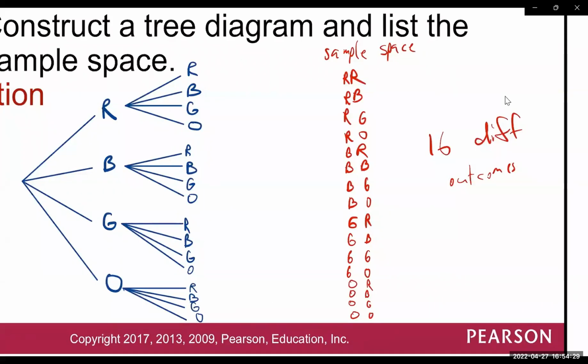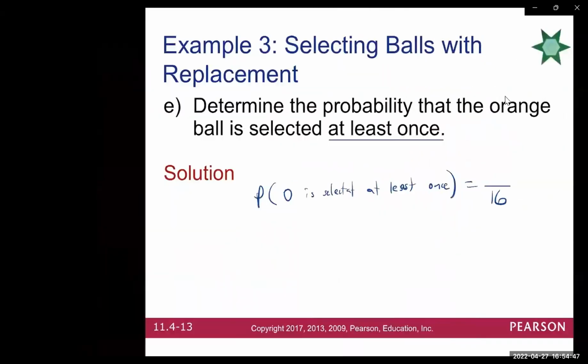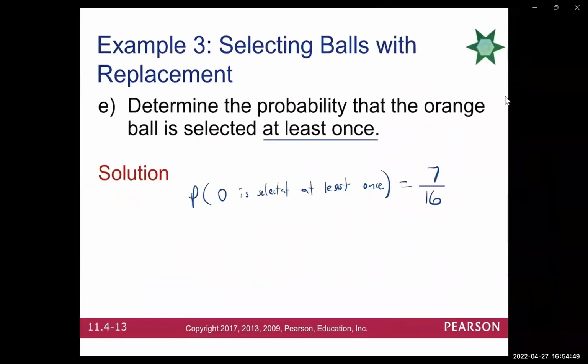7. Yeah, you're right. So this one has at least one. This one has at least one. This one, this one, this one, this one, and this one. That one has at least one. So it is 7, right? 7. Yeah, it is 7. So that's what that would mean, 7 out of 16.